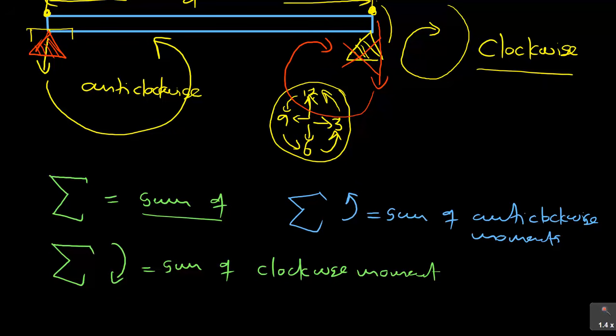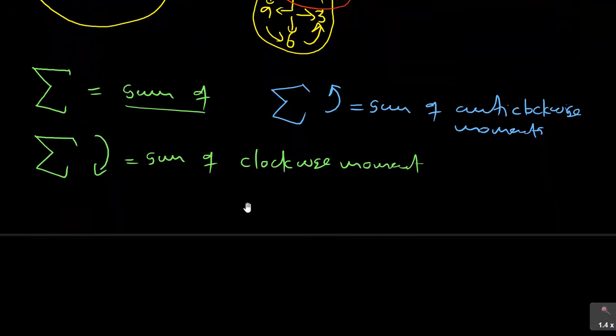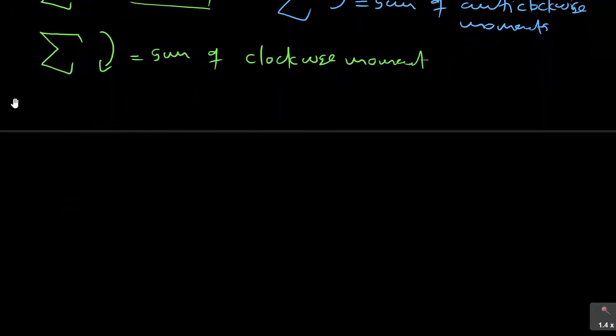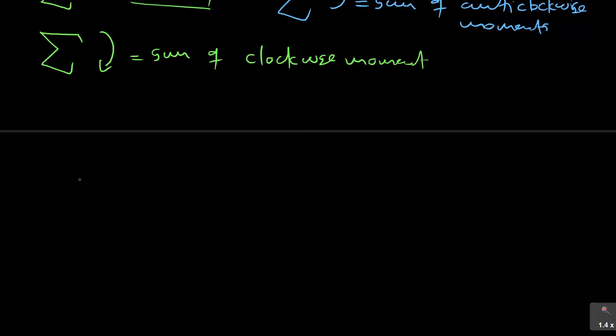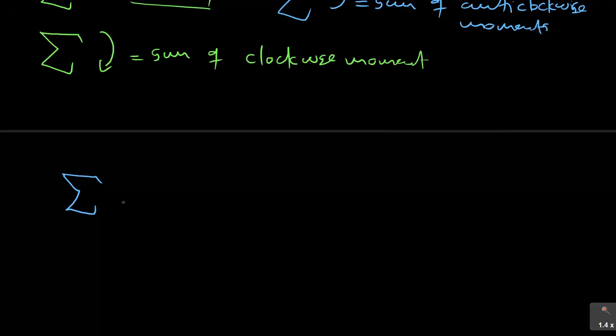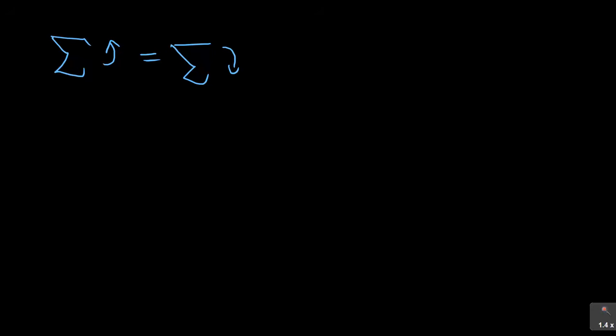And then if you look at this, we are now coming to the law of moments. And how do you state the law of moments? The law of moments says sum of clockwise moments is equal to sum of anti-clockwise moments. So remember that. If we're saying sum of clockwise moments is equal to sum of anti-clockwise moments, that's what we're meaning.